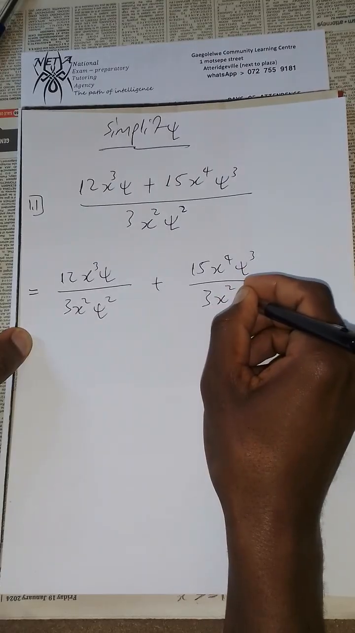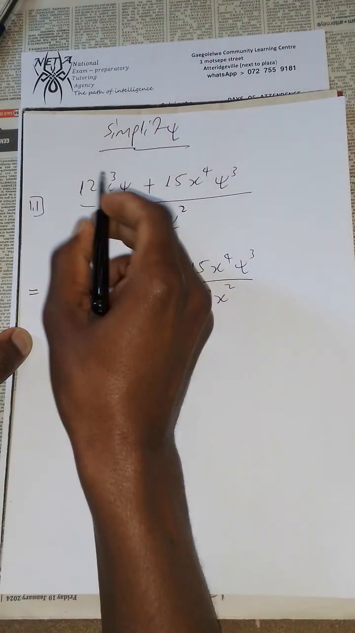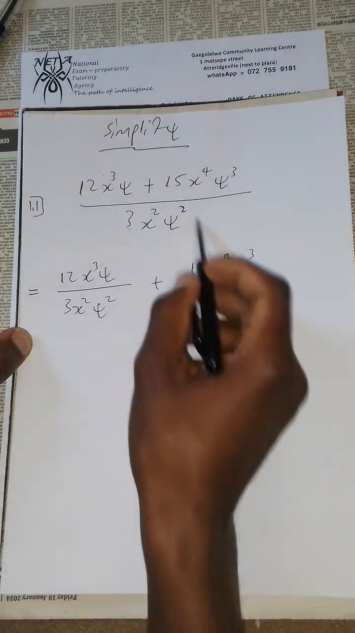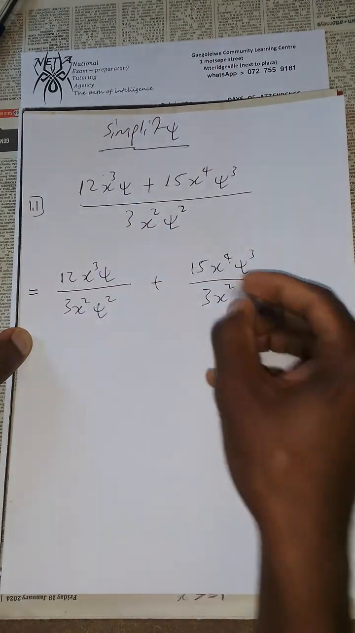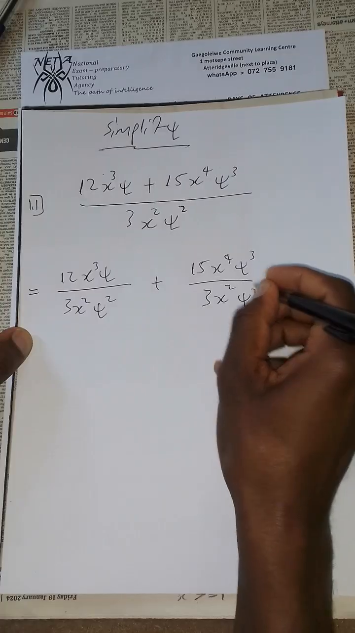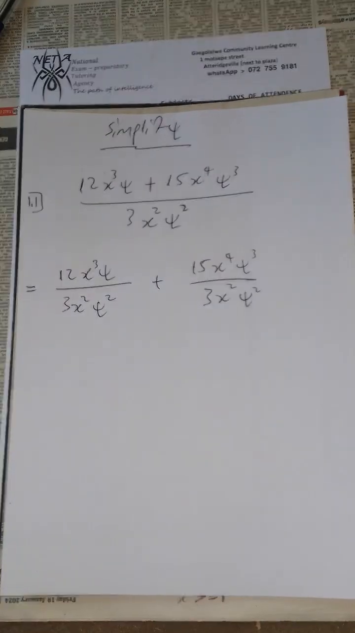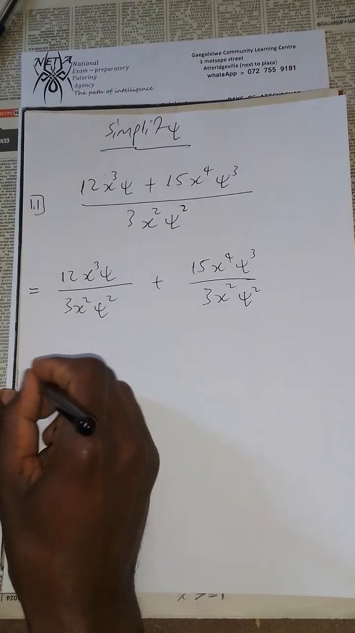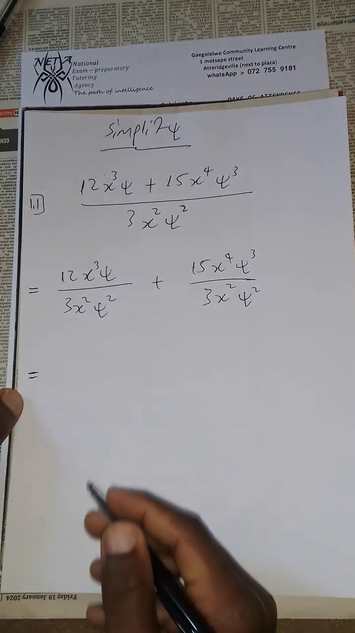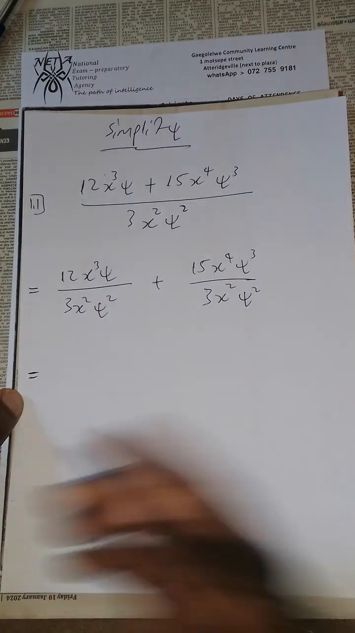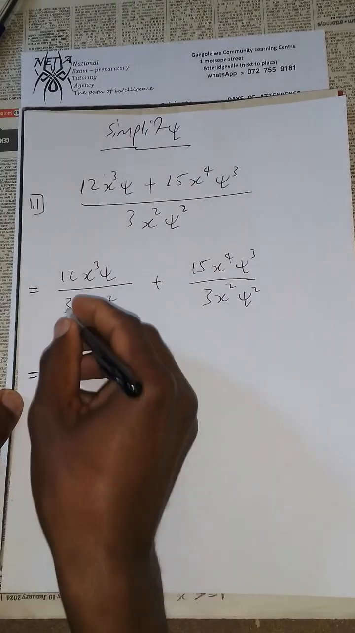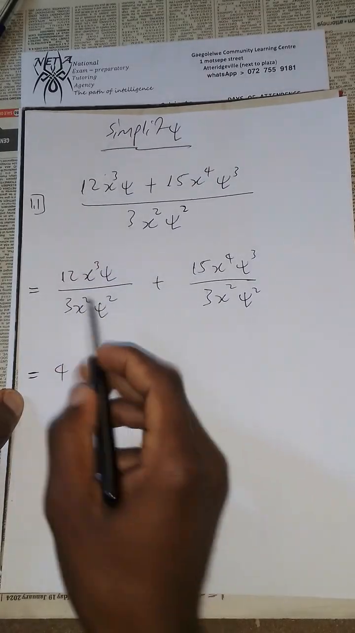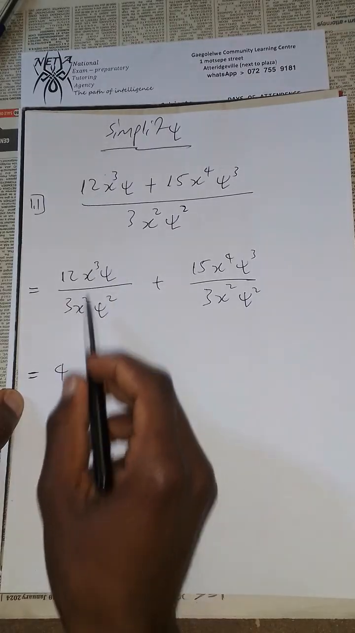We are simply going to allocate the denominator to each term of the numerator to make two fractions, because we have two terms in the numerator. Now the second thing that you must do is simplify each fraction individually. And 12 divided by 3 is 4. And then there is one thing that is happening here.